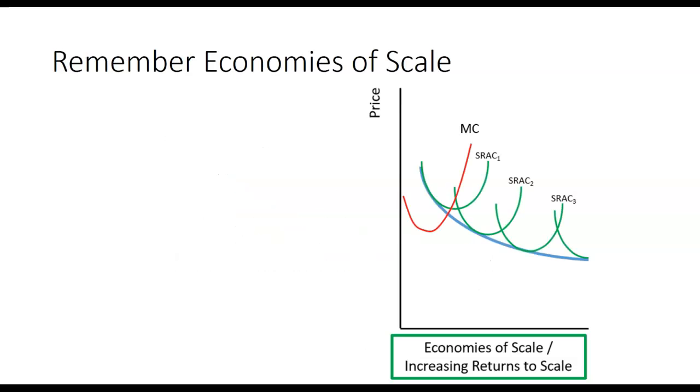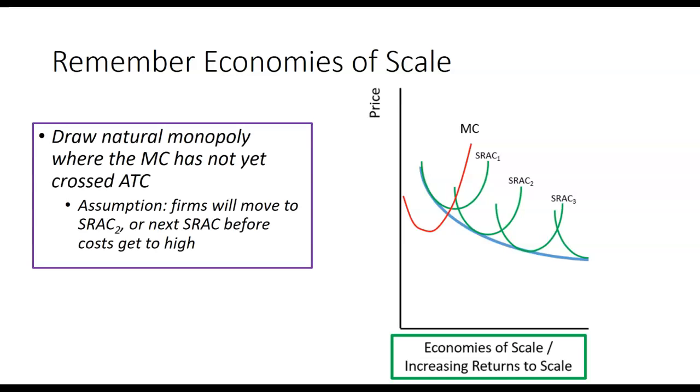It goes back to the economies of scale concept. So we draw the natural monopoly. We focus on this little section of the cost curve. And the reason why is if we're a natural monopoly, we have economies of scale. So before my ATC starts to increase, I'm going to go ahead and make SRAC 2.